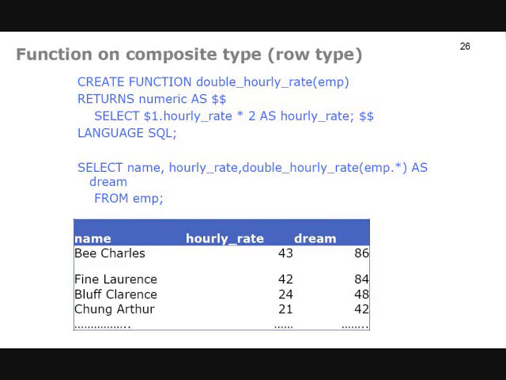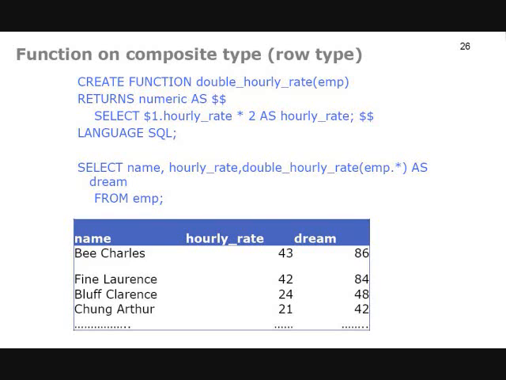So I have select, and this is where I can use the dot notation to refer to the different parts of the composite type that I have. So I've passed an emp table, and inside of there I want to say $1, which is my first parameter, so it's my emp table, dot hourly rate. So the hourly rate that I pass as a parameter, I multiply it by 2, and then I call it as hourly rate.